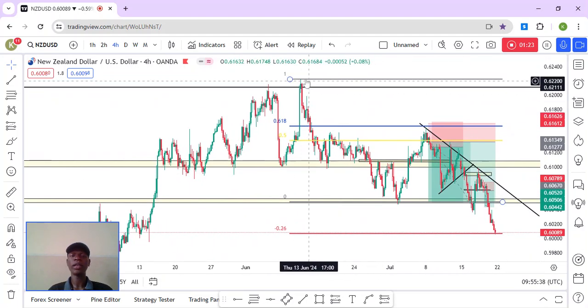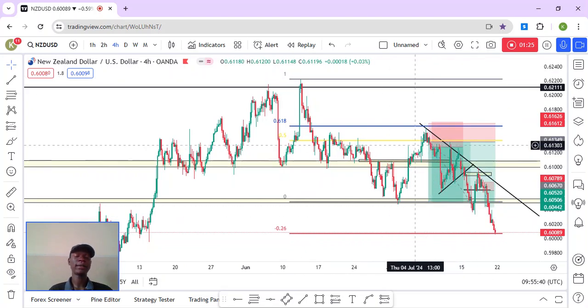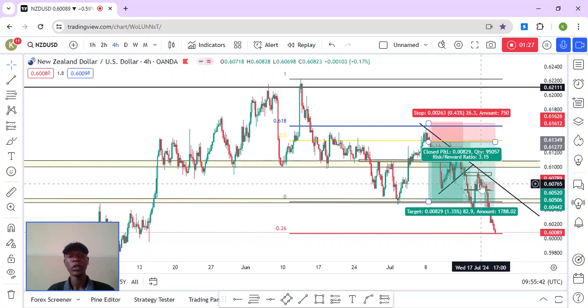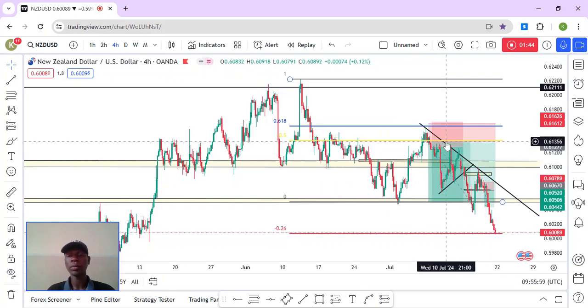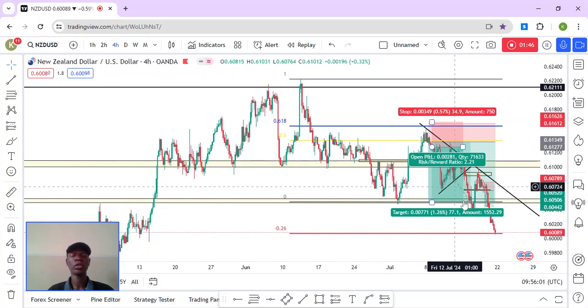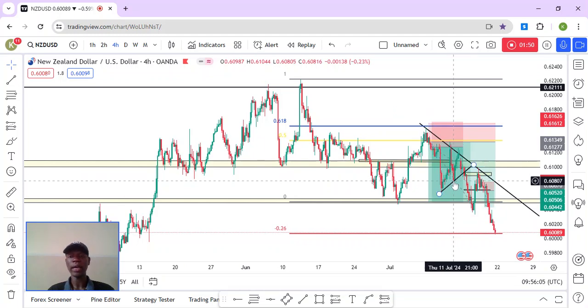I used my Fibonacci from swing high to swing low. It is right on that 0.618 level. Then I went short from here. So the market was right about here, and I noticed that the market is starting to reverse. So I moved my stop loss to break even and I took some profits. Then the market came and I got stopped out. I didn't enter again.